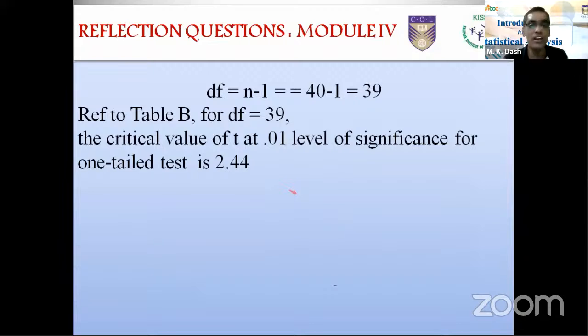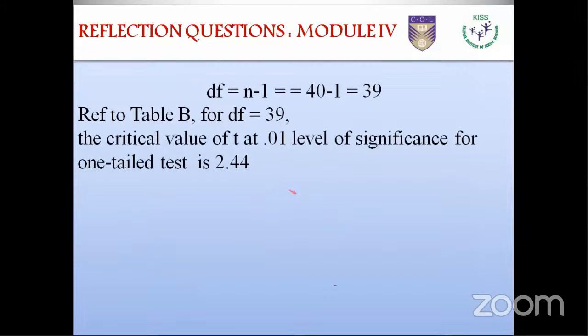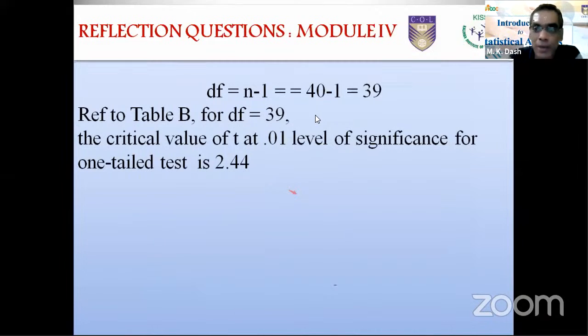Now what is the degree of freedom? N minus 1, that is 40 minus 1, 39. So refer to table B, the second table given in the resource space. You can use your own table. In any statistics book you refer to, you will get the table readily available. Even on the internet, if you search, you will get a number of tables. Any table you can use; there is nothing like you have to use this table only.